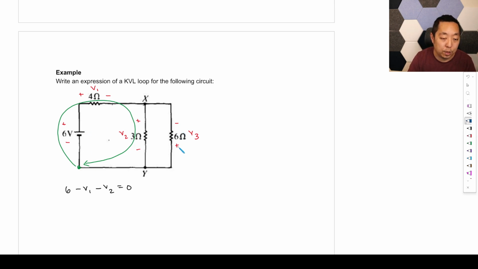Now, why did I choose the plus on the bottom? Just because I felt like it, okay? It's up to you to decide that. When we do circuit analysis, you will see how that works. So let's do a loop that goes like this.